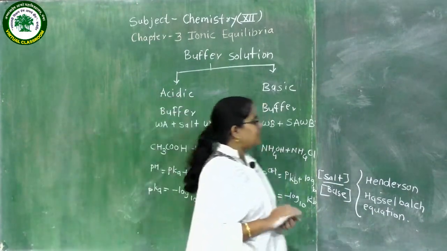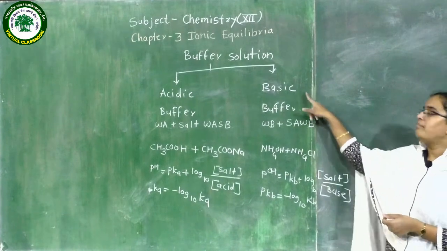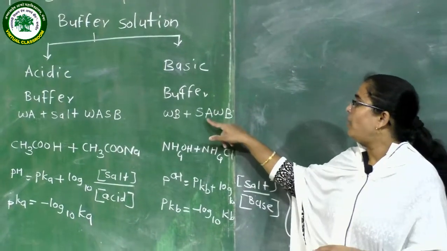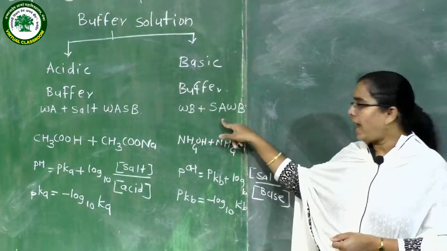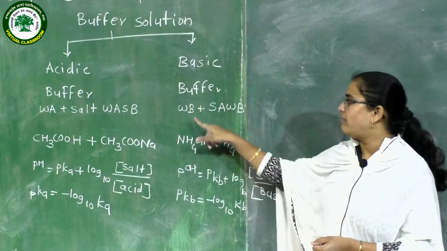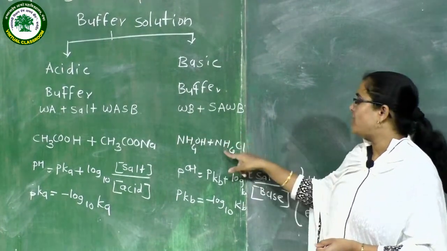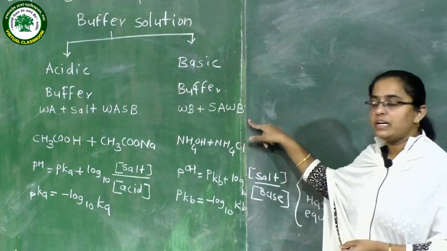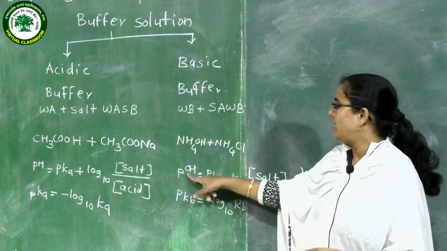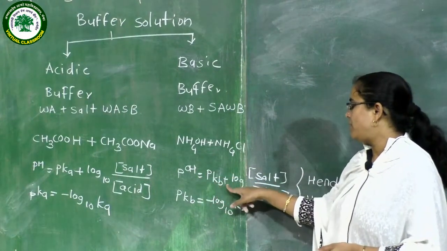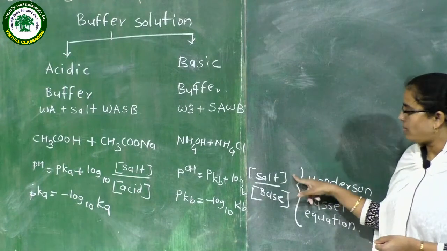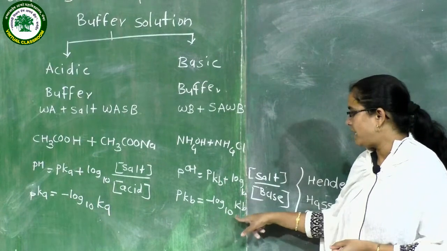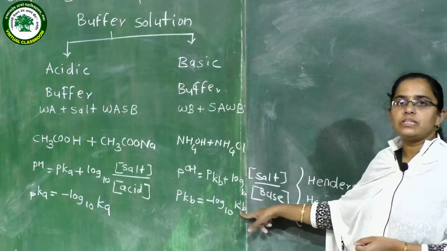Now come here for basic buffer. What is a basic buffer? A basic buffer is a solution which contains a weak base and salt of weak base with strong acid. For example, ammonium hydroxide is a weak base and its salt is NH4Cl. NH4Cl is a salt of strong acid and weak base. Here is another equation: pOH is equal to pKb plus log base 10 of concentration of salt divided by concentration of base. pKb is equal to negative log base 10 of the dissociation constant of base.